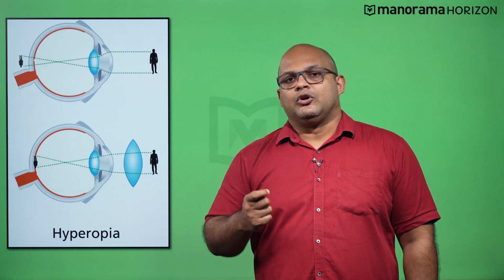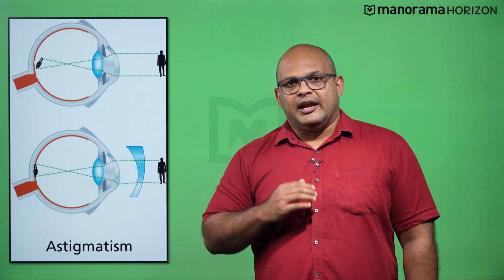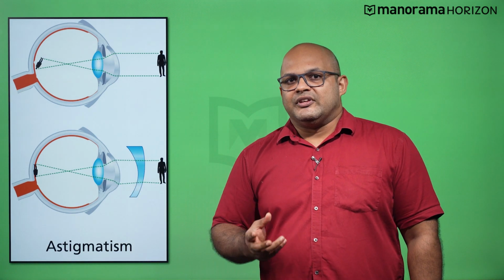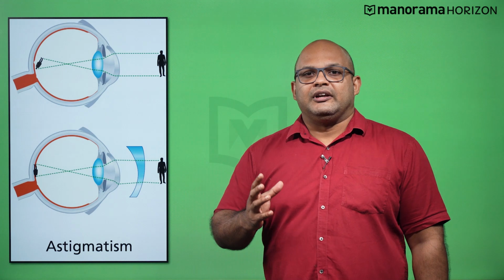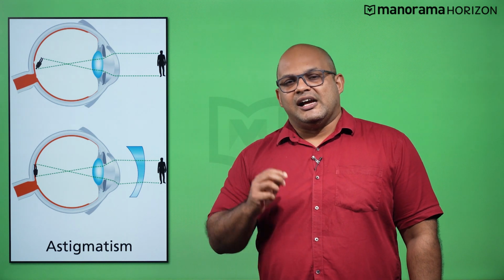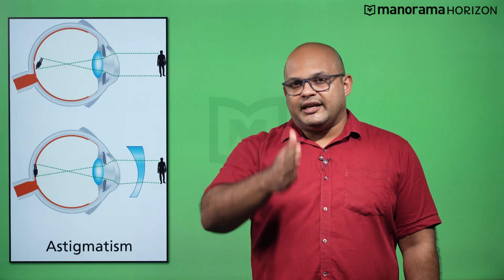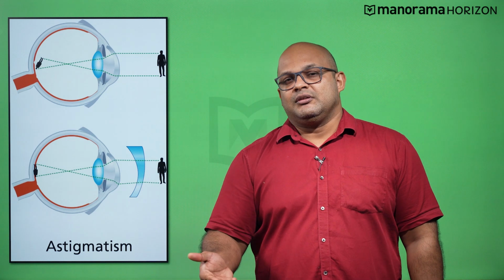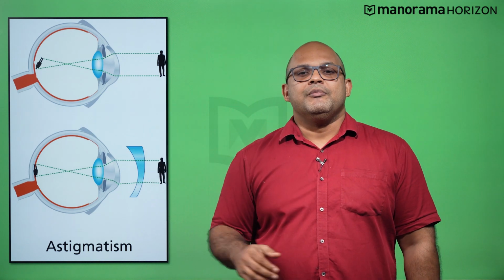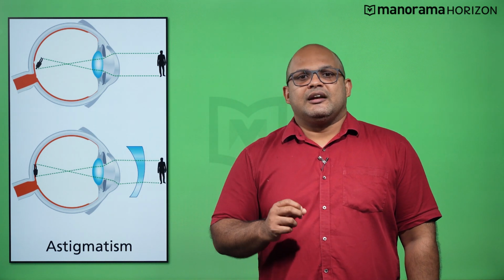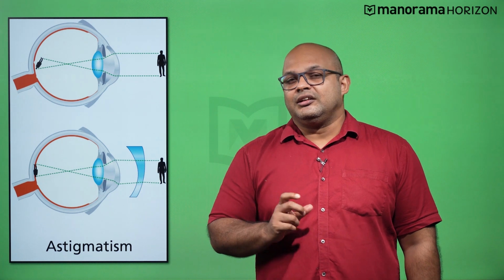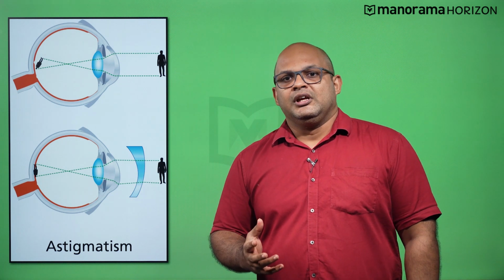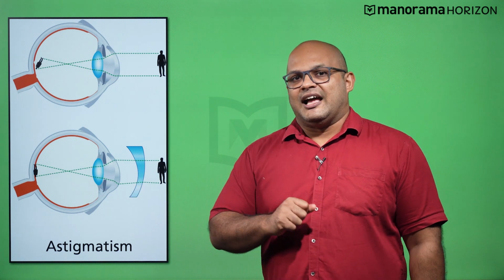Next, we come to something called astigmatism. In astigmatism, what happens is that the cornea is not perfectly hemispherical in shape. As a result, the lines in one direction will seem very well focused, but lines in the perpendicular direction may appear distorted. Astigmatism can be corrected using a cylindrical lens of the desired radius of curvature with an appropriately directed axis.